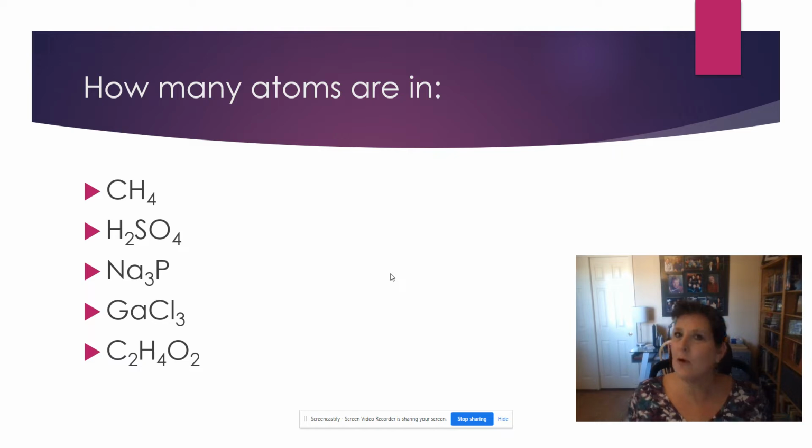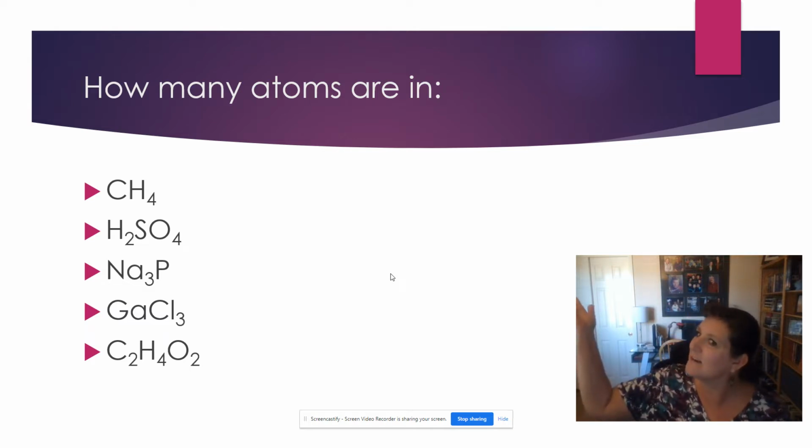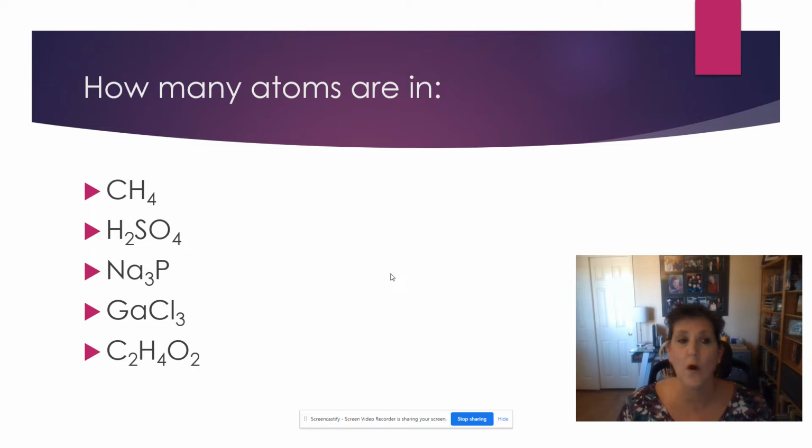So now that you know what a chemical formula is and you know what the subscript numbers mean and you know that we don't write a 1 if there's only one of that element in the formula, how many atoms are in these? The first one is CH4. How many atoms are in CH4? If you said 4, you're not quite right. Don't forget the C there means there's 1. So there's 1 carbon, C for carbon, and there's 4 hydrogens, H for hydrogen. So 1 plus 4 makes 5. There are 5 atoms in CH4.